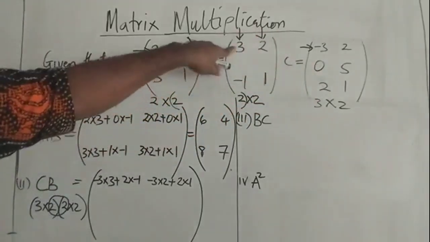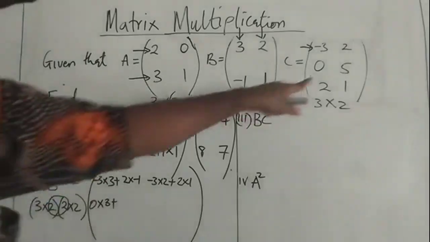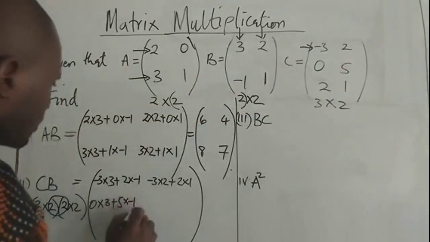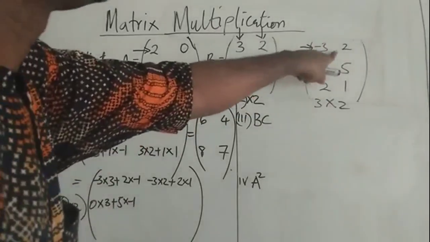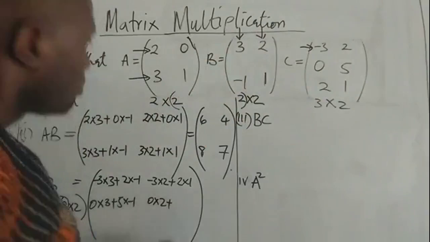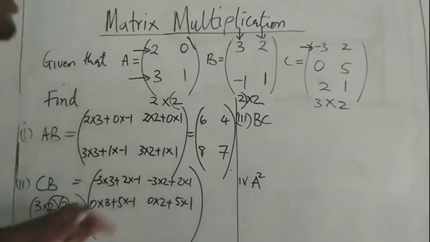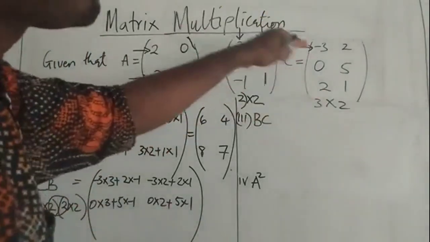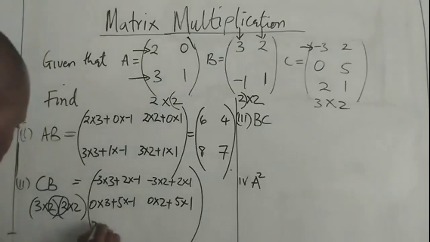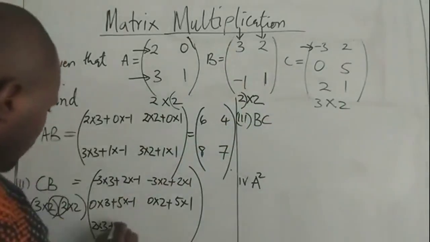0 times 3 plus 5 times minus 1. 0 times 2 plus 5 times 1. Then we are through with the second row. We go to the third one. 2 times 3 plus 1 times minus 1.